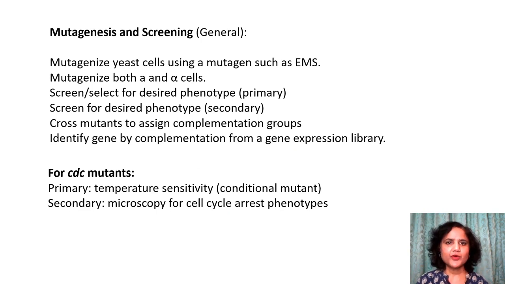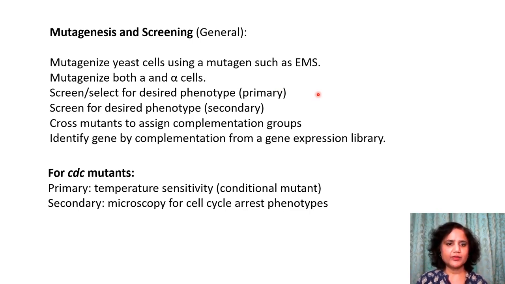To perform a mutant screen, first cells are mutagenized using a mutagen such as EMS that results in base substitution mutations in DNA. And one usually mutagenizes both a and alpha cell populations. And then you screen or select for your desired phenotype. And this is known as a primary screen.